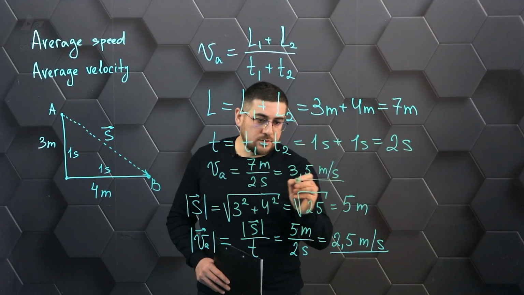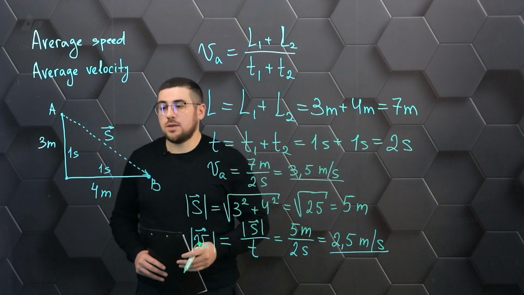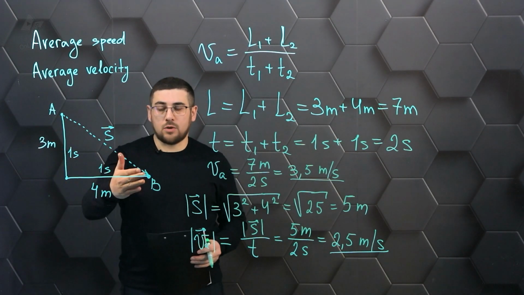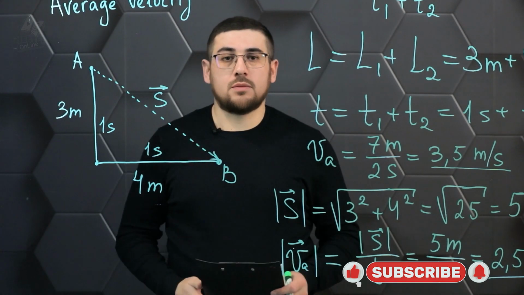We have two answers that show us that we must always calculate the average speed. For a path, it's the ratio of total path to total time. For displacement, it's the ratio of displacement accomplished to time taken.